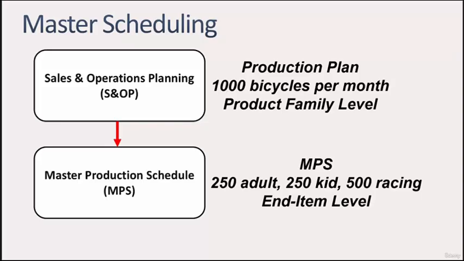So just to clarify again, in the production plan, we had a production rate of 1,000 bicycles per month. The 1,000 bicycles was referred to as the quantity at the product family level, as we did not need to know the specific types of bicycles. Now at the MPS level, we take the product family level and break it down to the end item level. The end item level is the specific types of bicycles that we need to make each month. It's important that this is understood before we move on.